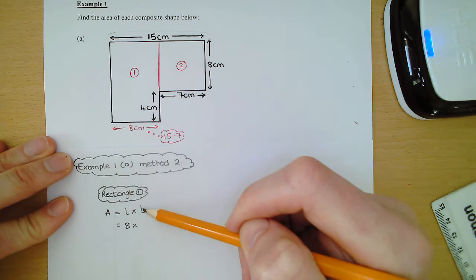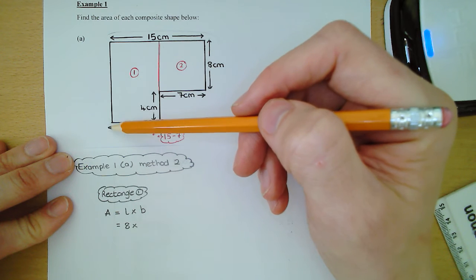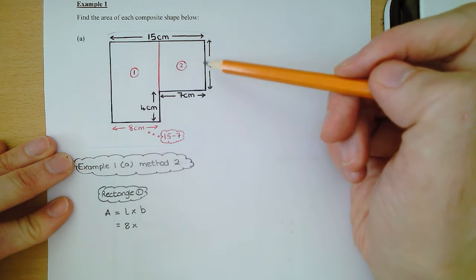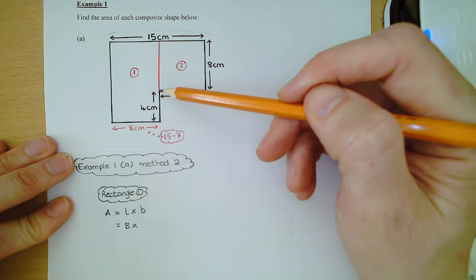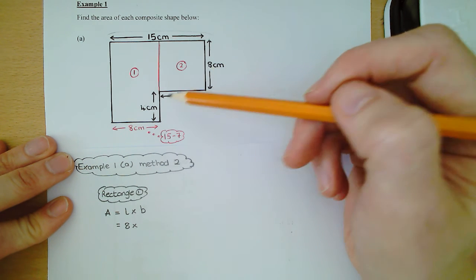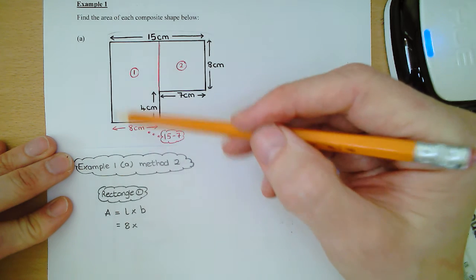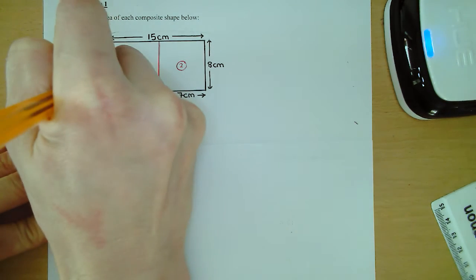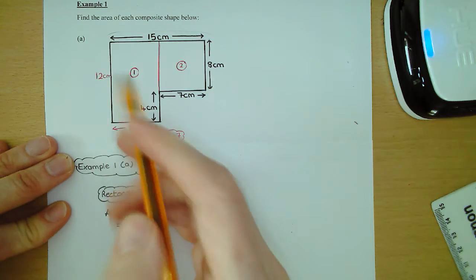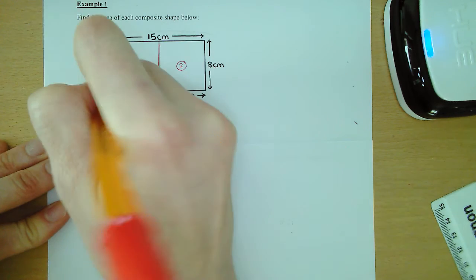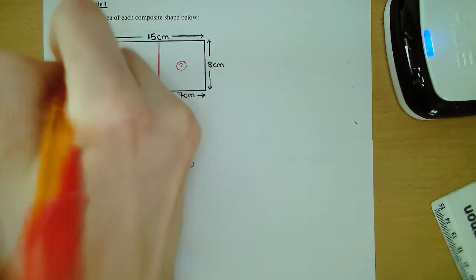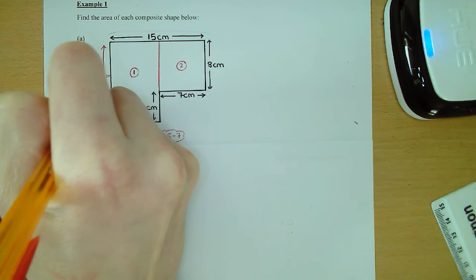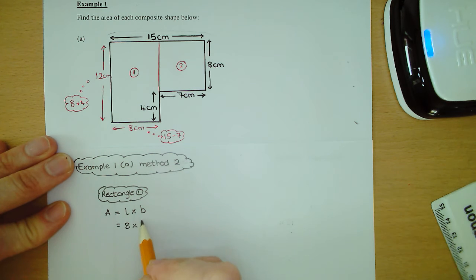Now we want the breadth of rectangle 1, so that's the vertical measurement. Again, at the minute we don't appear to know the vertical measurement, but we know the vertical measurement over here is 8, and we know the vertical measurement here is 4. So if we add these two vertical measurements together, we're going to get this overall vertical measurement. So 8 plus 4 is going to give us 12. So that means that the breadth of the big rectangle is 12 centimeters. And again, we found that by adding 8 and 4 together. So the breadth of rectangle 1 is 12.